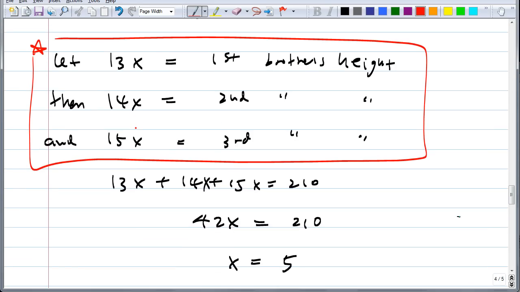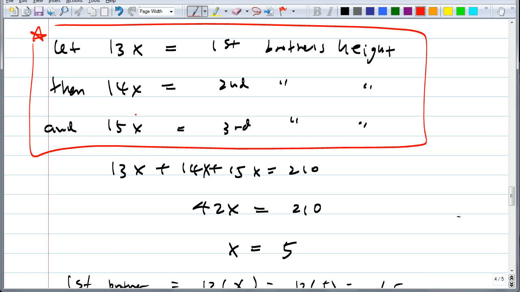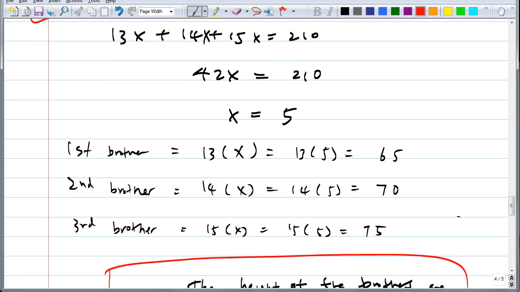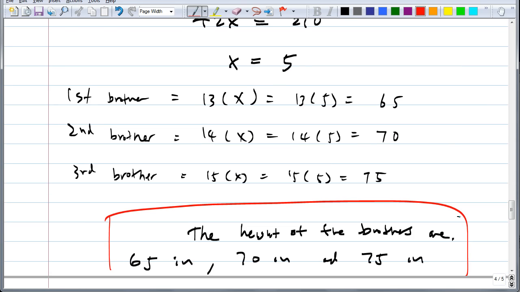Divide both sides by 42. How many people got x equals 5 as the answer for x? Very good. Is this our answer? No, now we need to plug it in. Very good. When you plug it in, how many people have the answer as 65 inches, 70 inches, 75 inches? Good.